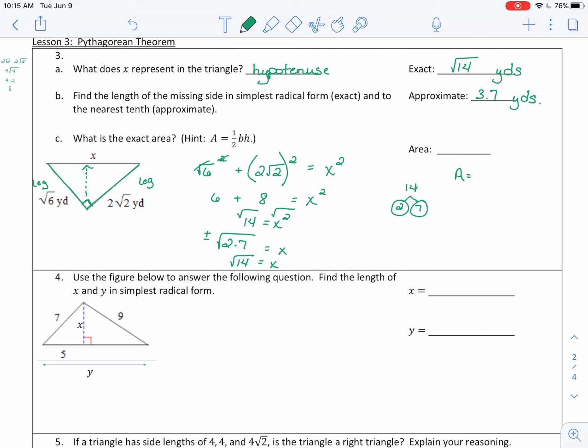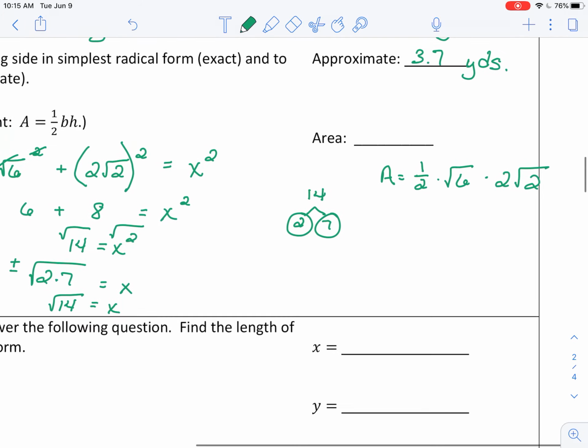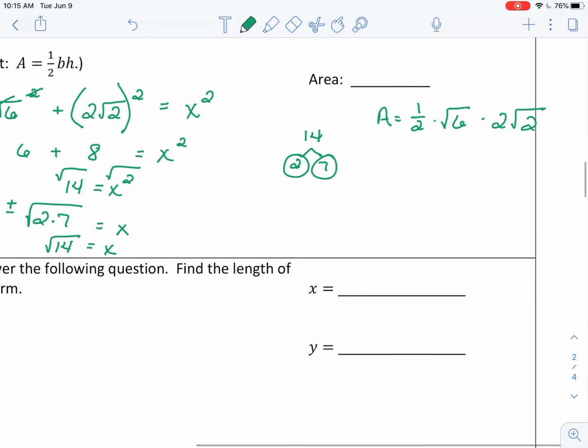Our area will be found by taking 1/2 times one leg, which is square root 6, times the other leg, which is 2 square root 2. And now we're back to the lesson on multiplying radicals. I'm going to multiply the coefficients, the numbers on their own without a radical, which is a 1/2 and a 2. Half of 2 is just 1. So I'm just going to put a 1. And then I will have inside the radical a 6 times a 2. So I'll have square root 12.